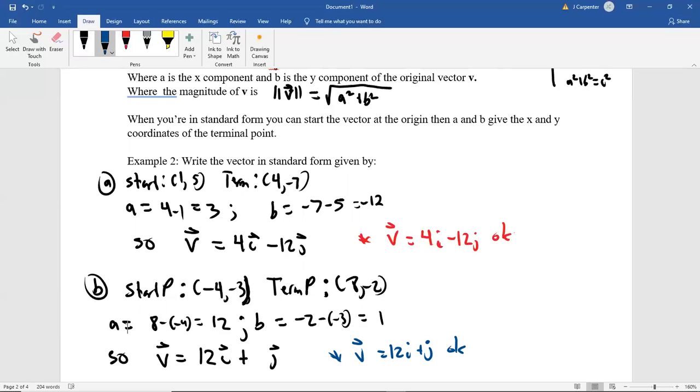Again, if you wanted the magnitude, it would be the square root of 12 squared plus 1 squared, which is the square root of 145. And I don't think that breaks down, but I didn't ask for it, so I'm not going to do it.